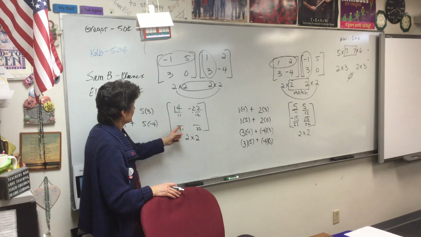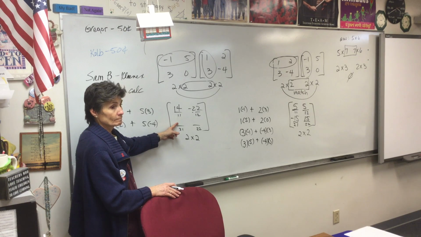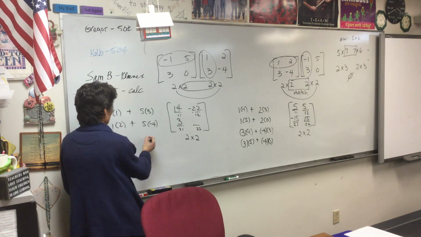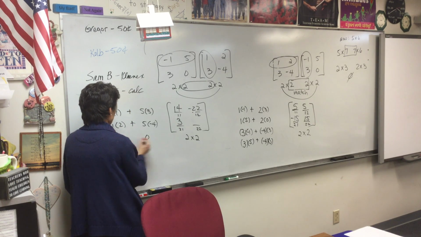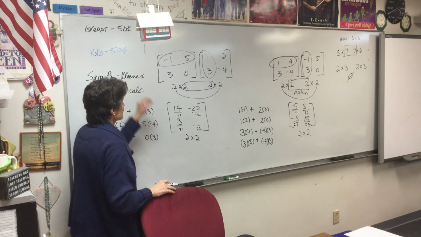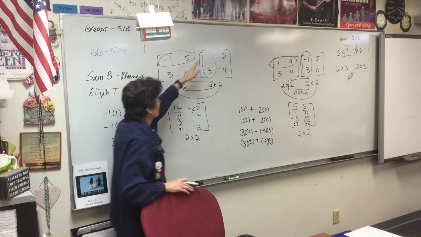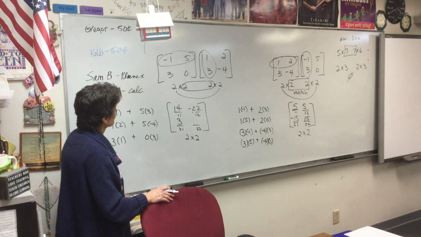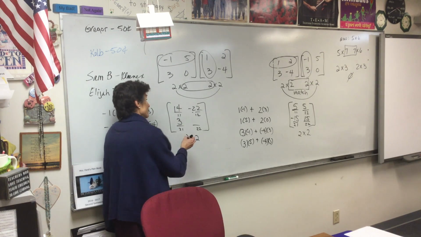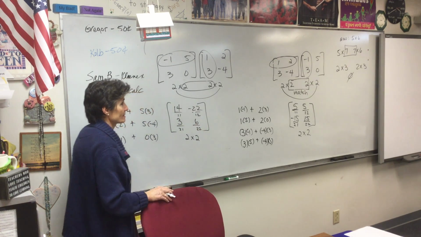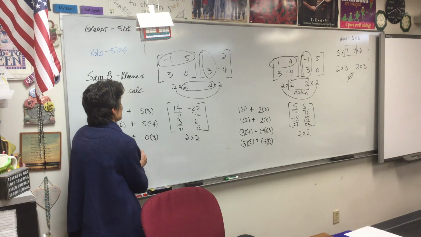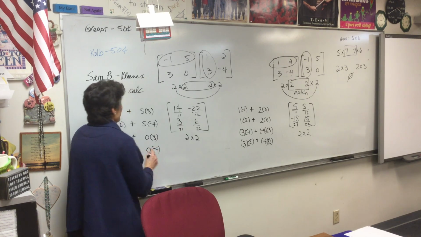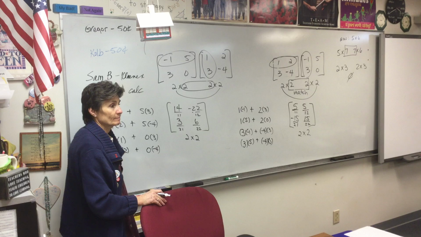12 is the next one. Anybody got this one? 12 or 8? 3. Oh, 3. Because it is the second row of numbers times the first column of numbers. Second row, first column. So that's how we got 3. And what did you get on the end? 6. Perfect. That's 6, because it's the second row times the second column, and that adds up to 6.